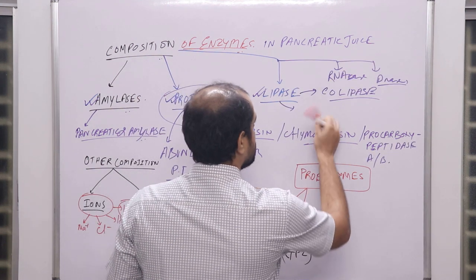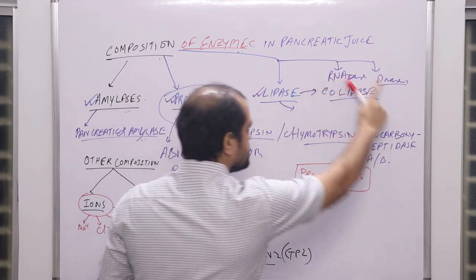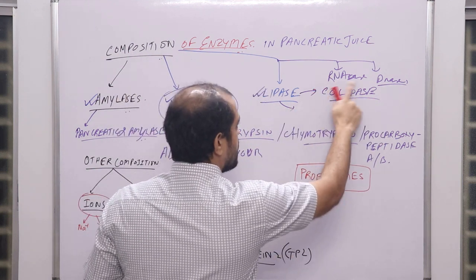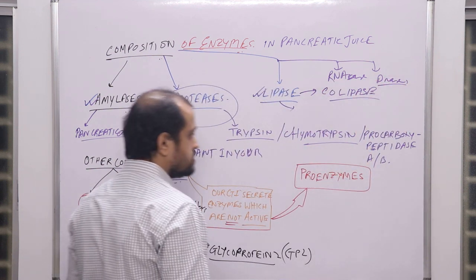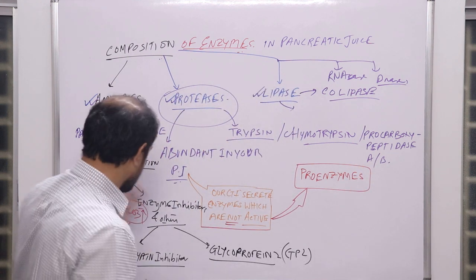So other enzymes include lipases, that is pancreatic lipases and colipases. Colipase is actually not a lipase; it helps in the action of pancreatic lipase. There are RNases, which digest RNA, and DNases, which digest DNA. Clear? There are procarboxypeptidase A and B. Okay, you all know these things.